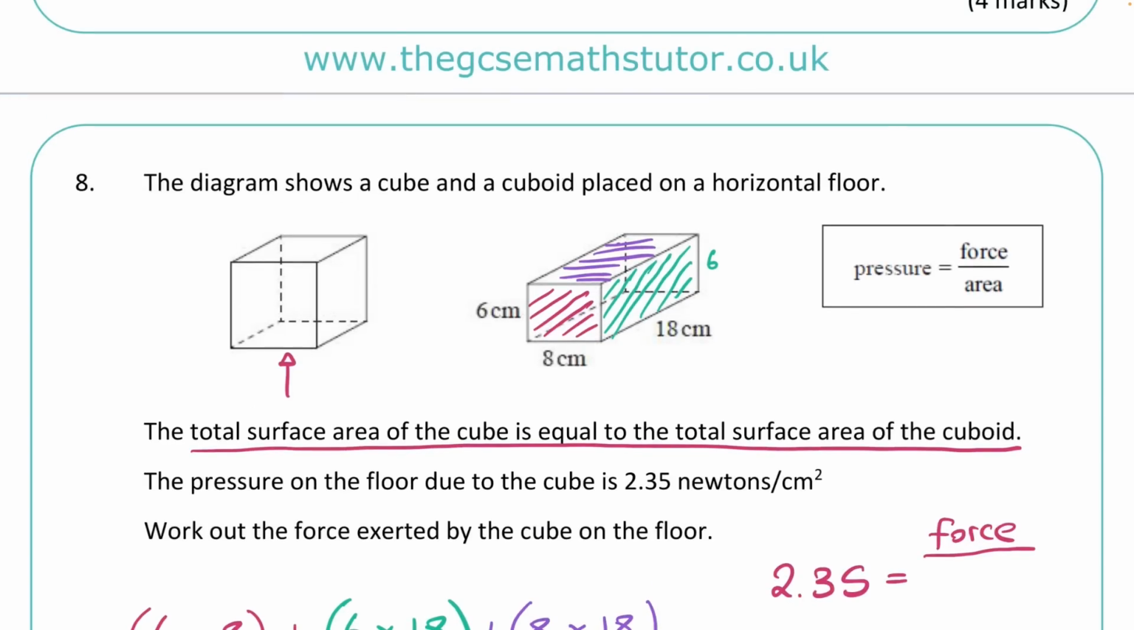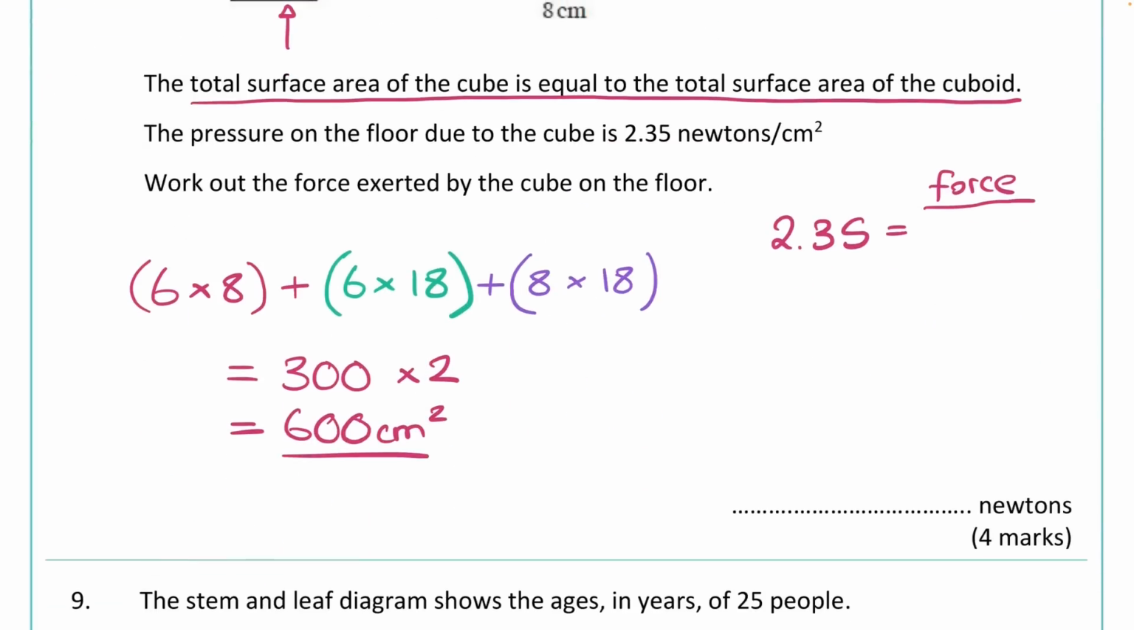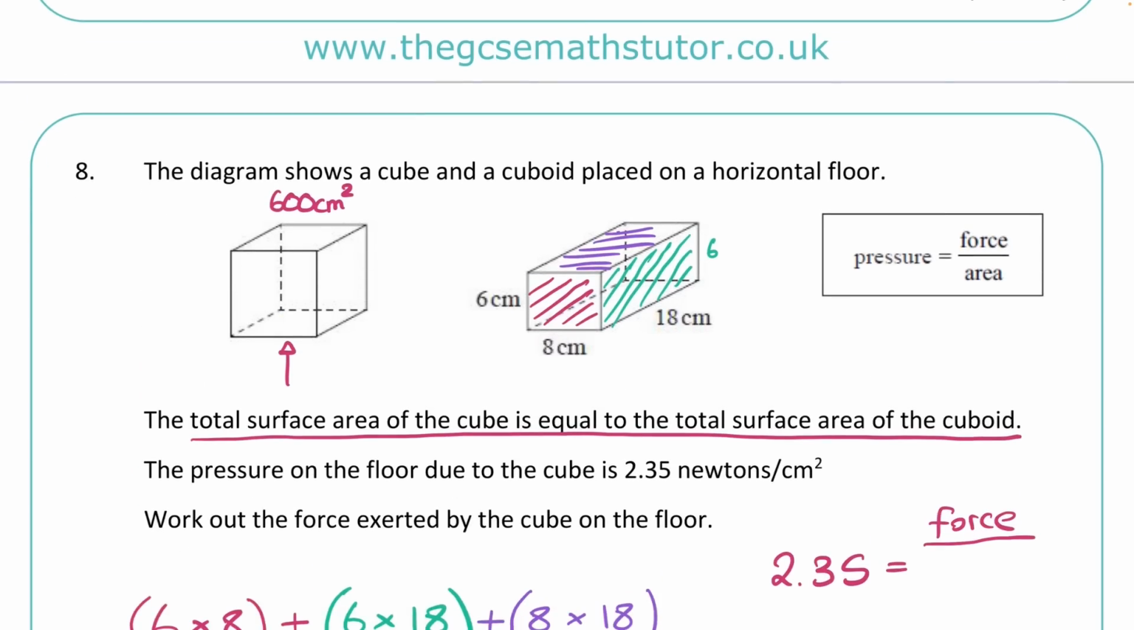Now if the cube has a surface area of 600 centimetres squared, then to find the area of one surface, I would need to divide that by 6, because of course all of the faces on a cube are identical or equal in size. So I'm going to divide this by 6 and that will give me an area of 100 centimetres squared, and that is the area for the base of the cube.